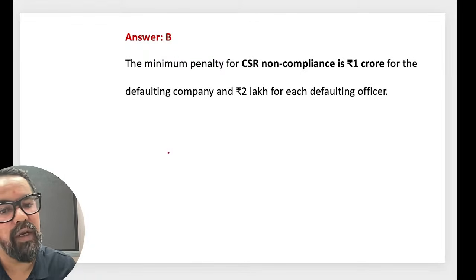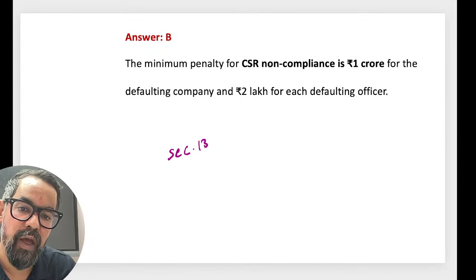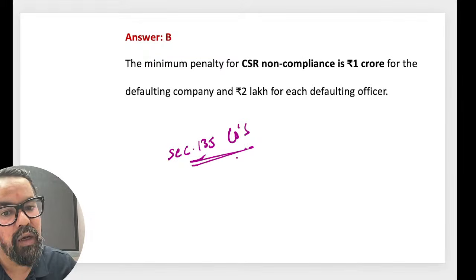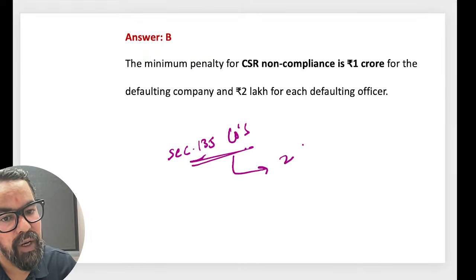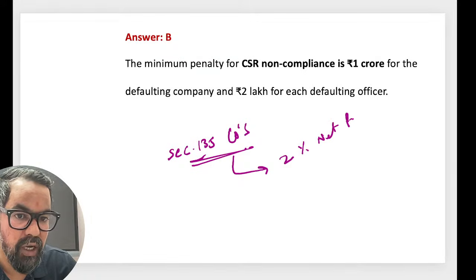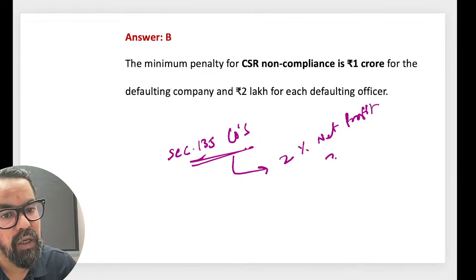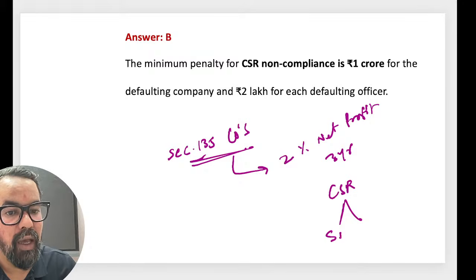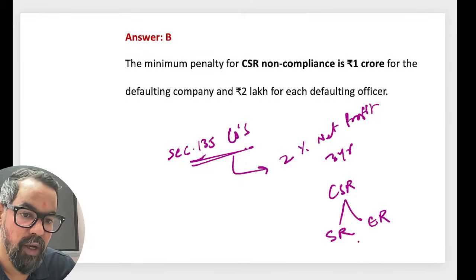CSR is defined under Section 135 of the Companies Act, which mandates that eligible companies have to spend 2% of their net profit of the last 3 years. Net profit of the past 3 years on CSR activities, which is further divided into two: social responsibility and environmental responsibility.